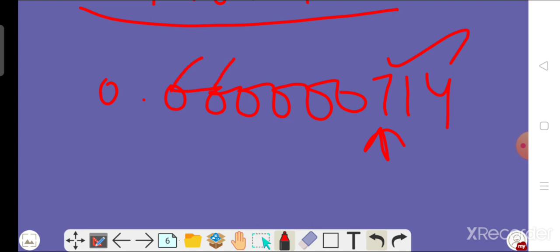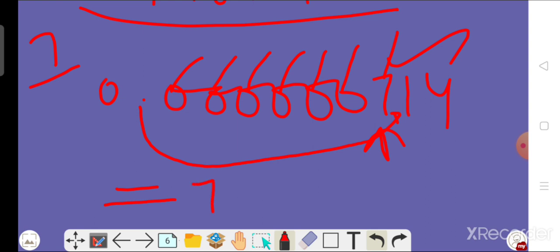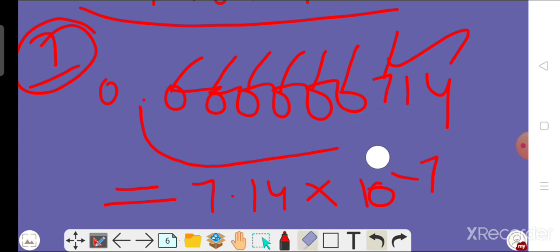So 1, 2, 3, 4, 5, 6, 7. How many places are there? 7 places. We will move the decimal point to this place. For this we have to move 7 places. Then what do we have to do? We have to write 7.14, same as before, put the multiply sign and 10 as the base, but in this case we have to take the exponent as a negative power. So this is the scientific representation of this small number.